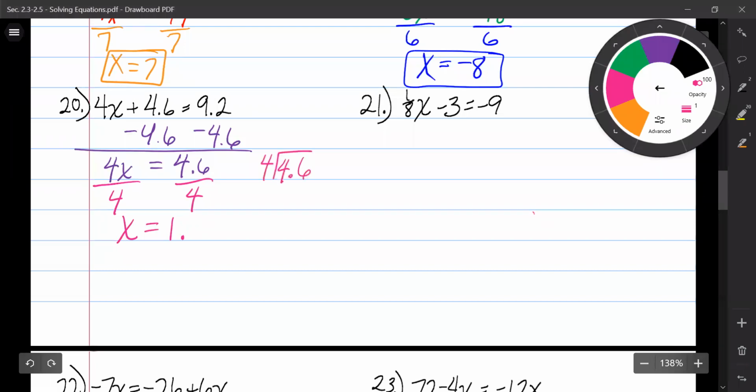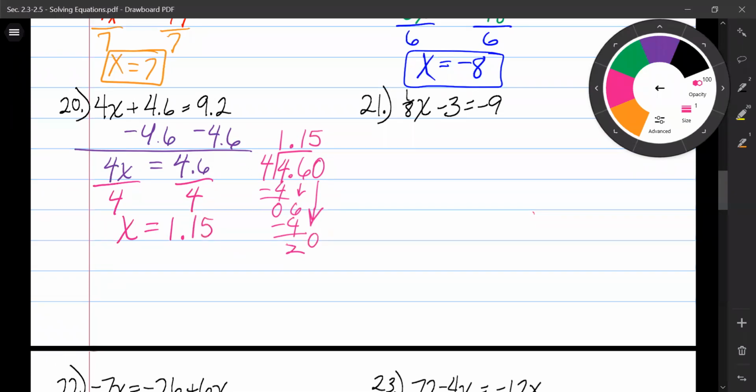Okay. So 4 goes into 4 one time. 1 times 4, 4. And down to 6. 1 goes into 6 one time. 1 times 4 is 4. 6 minus 4 is 2. Then we do another 0. And then 4 goes into 20 exactly 5 times. So that's 1.15. All right.